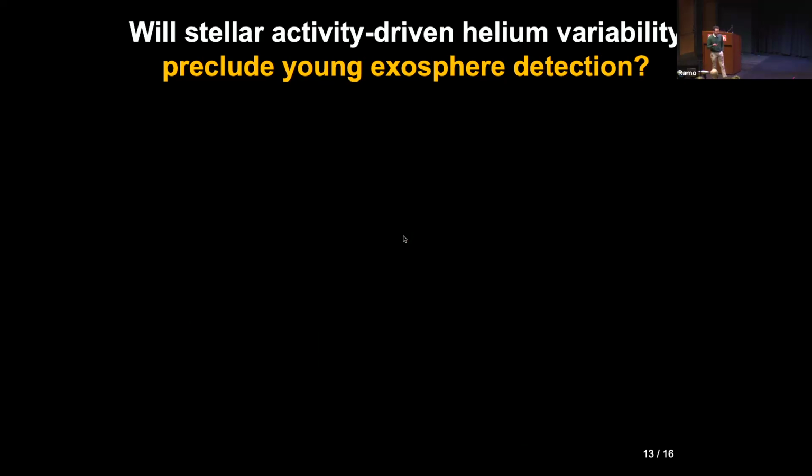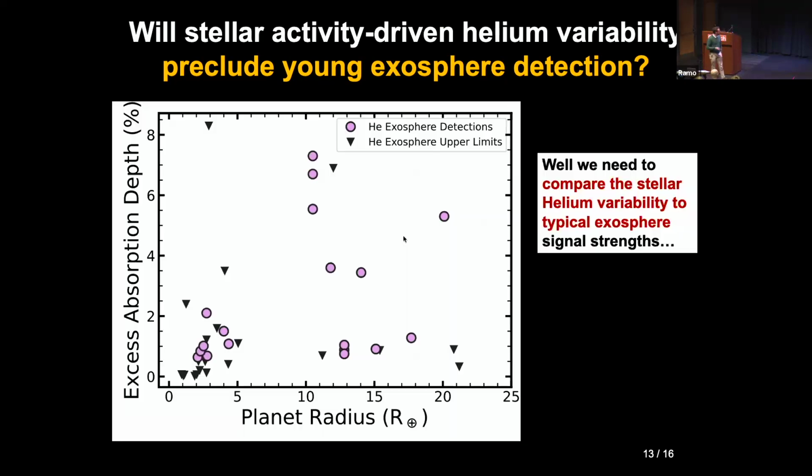And so that requires us to compare these variability levels to that of exosphere signals. So what I have plotted here is a collection of detections and upper limits for helium exospheres in terms of their excess absorption depth percentage. And so we can take those initial time-averaged helium variability amplitudes for the young stars, convert that to an equivalent depth variability that is more or less comparable to an exosphere excess absorption depth measurement.